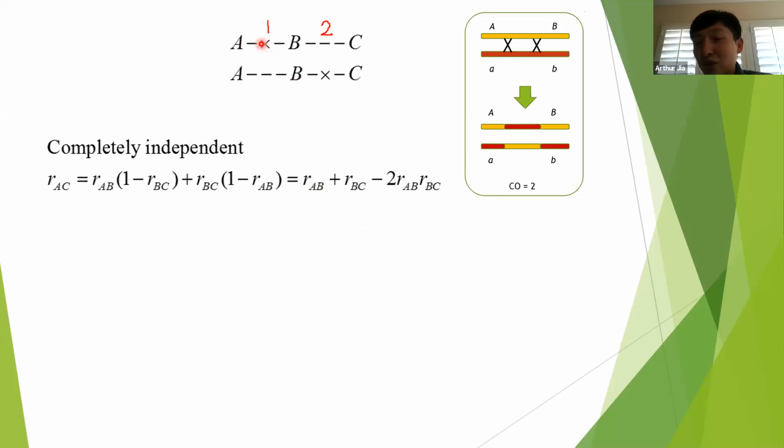But this probability includes another part, which shows two crossing overs. One is in between A and B, another one is in B and C. So that does not contribute to the calculation of the genetic distance between A and C. So that's why we have to subtract that from this equation. And the same thing for the RBC. So that's why we want to subtract twice for the double crossing over. Is that clear? Okay, very good.